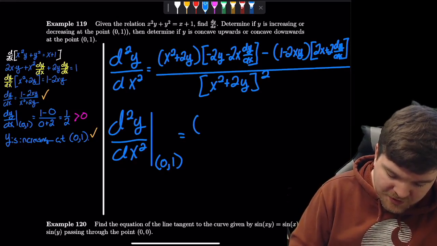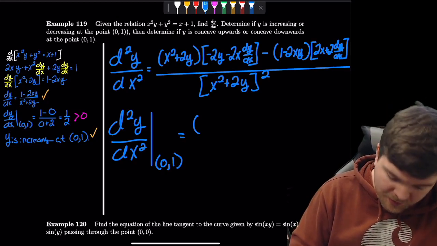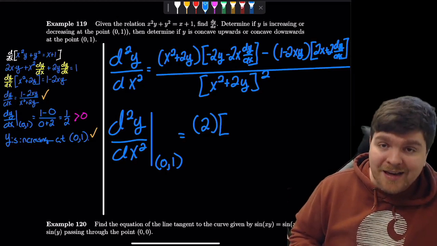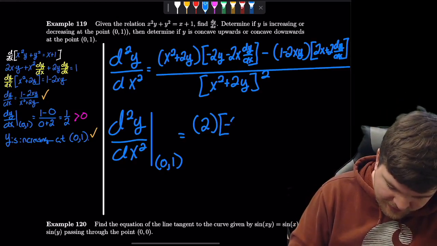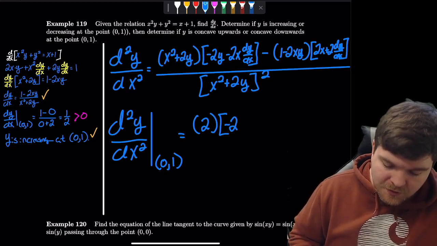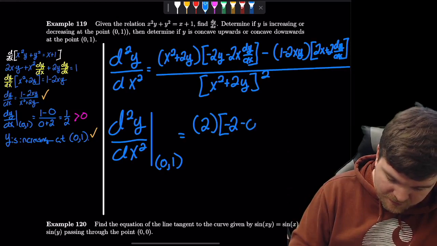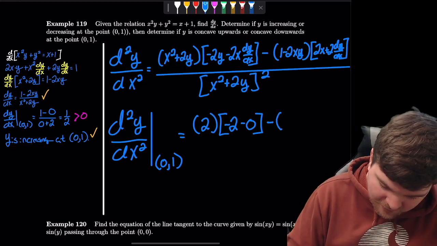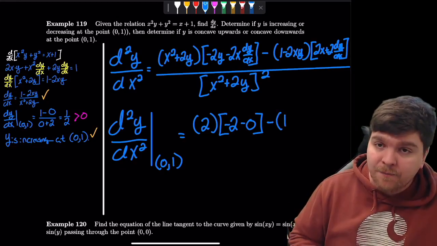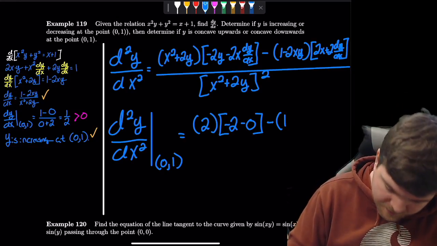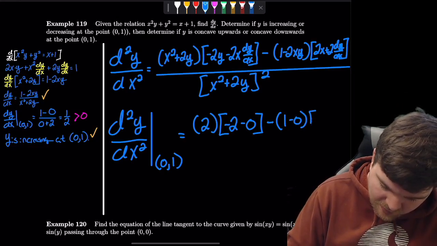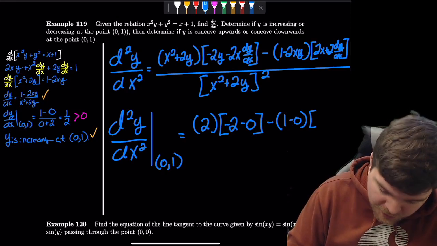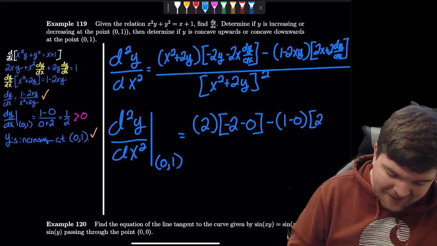So first of all, this x squared plus 2y, that's just going to become a 0 plus 2 times 1, which is just 2. Then inside the brackets, we'll have negative 2 times y, or negative 2 times 1 is negative 2, minus 2 times 0 times dy dx is just 0. Now we're subtracting off 1 minus 2xy. Well, x is 0, so x times y is also 0. Times 2 times 0, 2 times x becomes 2 times 0, plus 2 times dy dx.